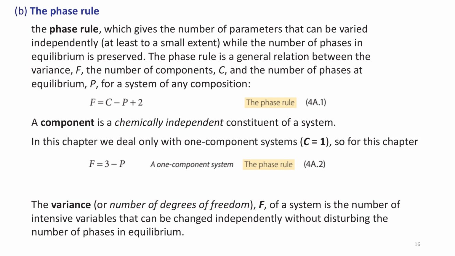The Gibbs phase rule tells us how many intensive variables may be varied independently while preserving the number of equilibrium phases. Its general form is F equals C minus P plus 2. F is the variance, or number of degrees of freedom, C is the number of chemically independent components, and P is the number of phases. The plus 2 corresponds to temperature and pressure.